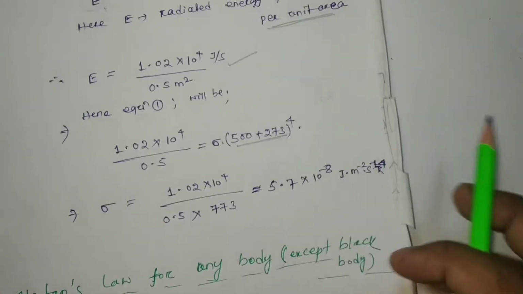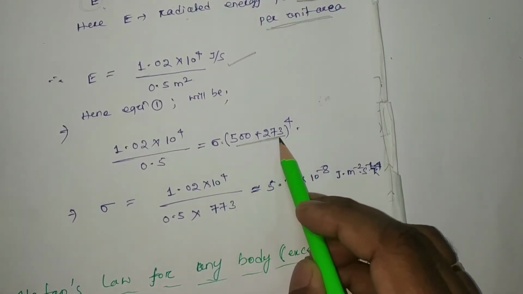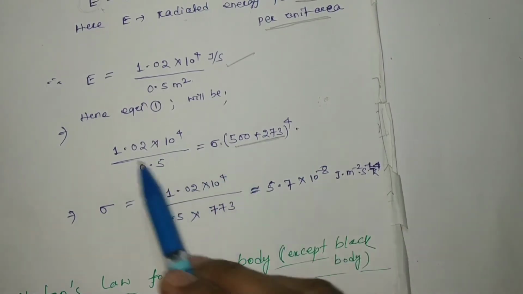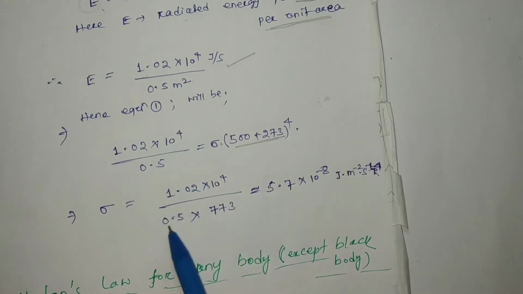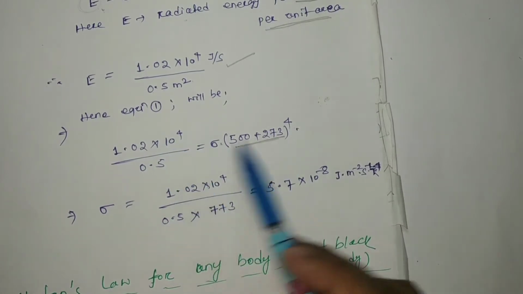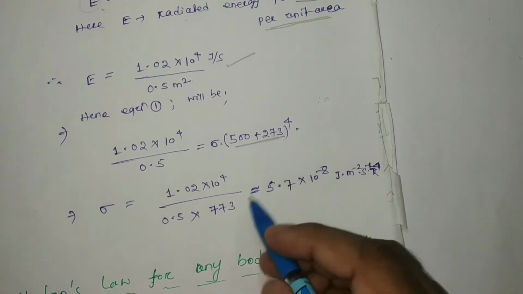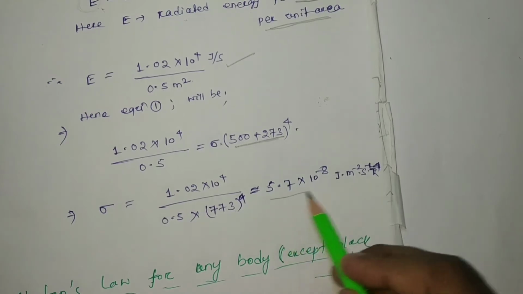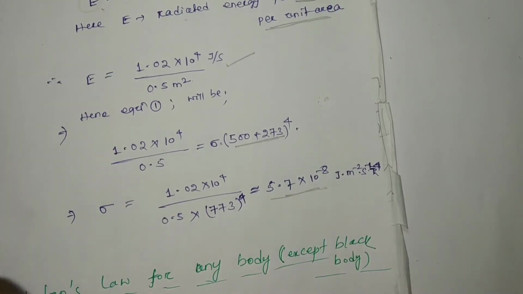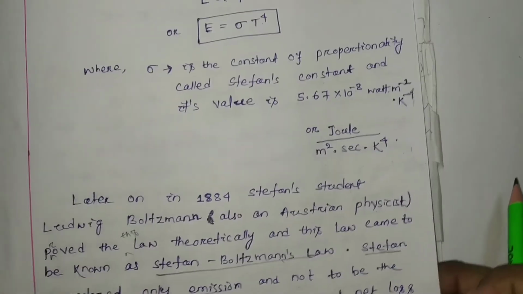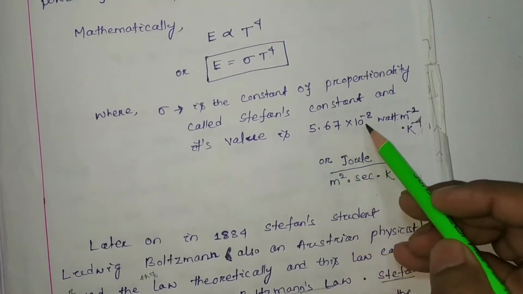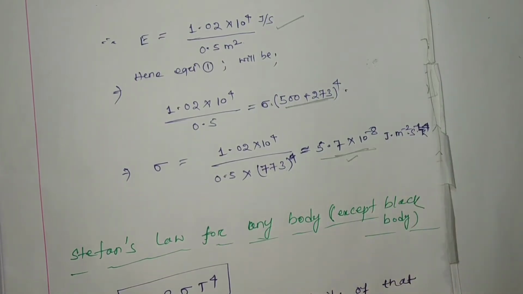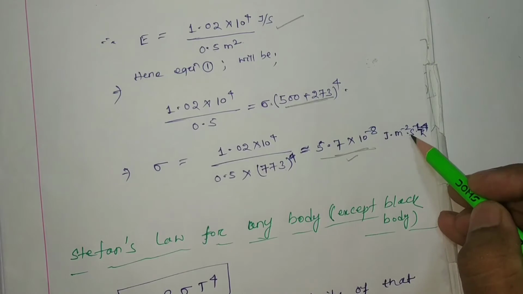So here sigma into (500 plus 273) to the power 4. So sigma will be equal to 1.02 into 10 to the 4 by 0.5 divided by this much, 773 to the power 4. Approximately, we can find the so-called Stefan's constant that we discussed in our last class, it will be a constant. The value is around 5.67 into 10 to the minus 8. You can check by your calculator. It will be 5.7 into 10 to the minus 8 joule meter to the power minus 2 second to the power minus 1.